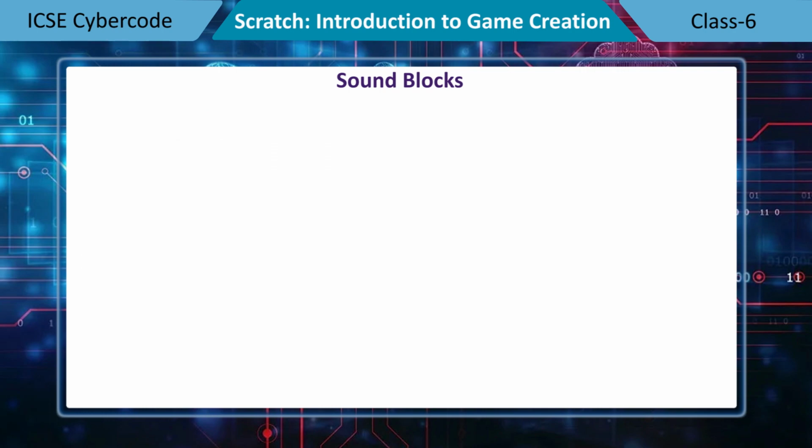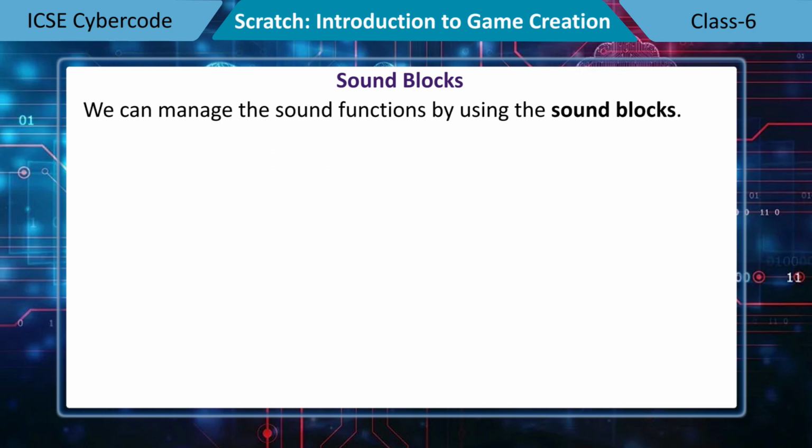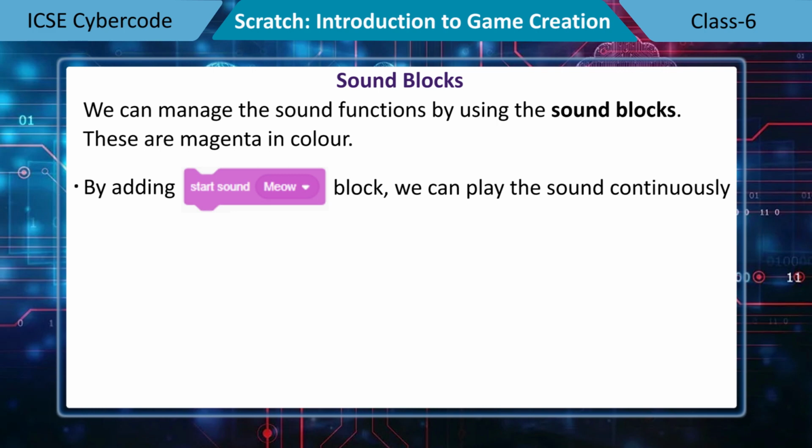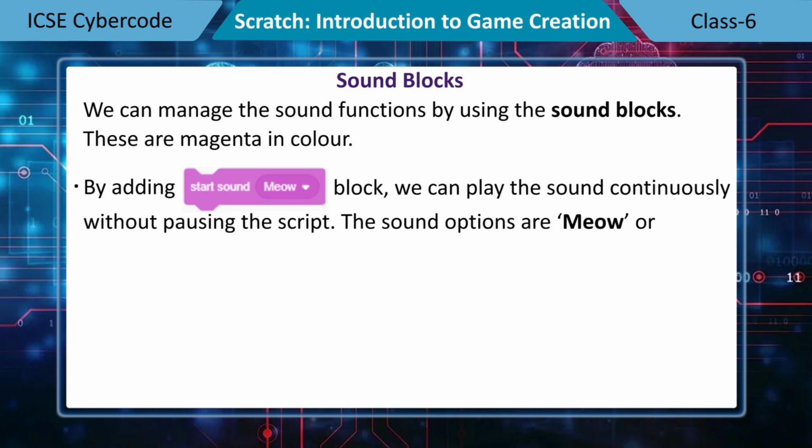Sound blocks. We can manage the sound functions by using the sound blocks. These are magenta in color. By adding start sound meow block, we can play the sound continuously without pausing the script. The sound options are meow or recorded sound.